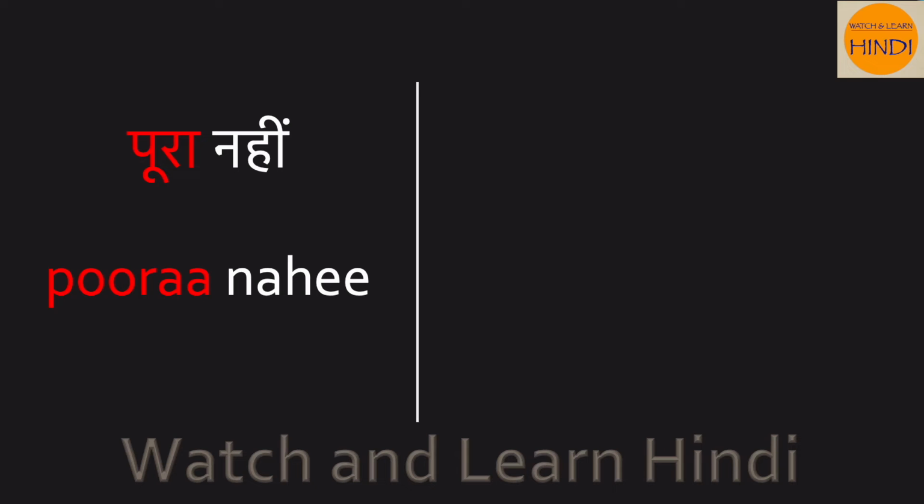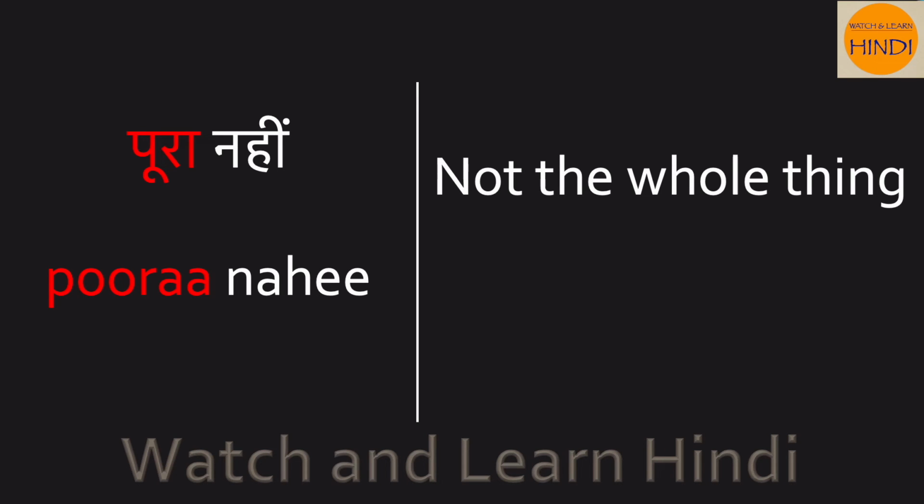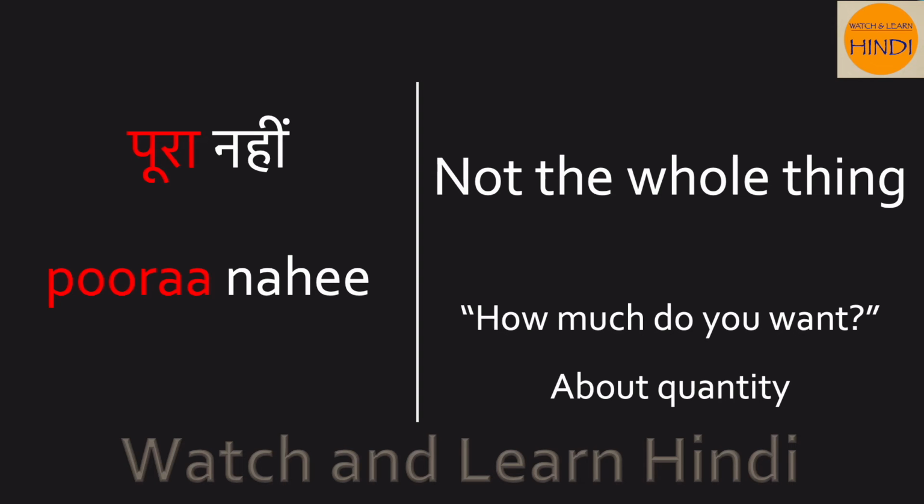Pura nahi, not the whole thing. So if somebody is offering you something and they ask you how much you want and you do not want the whole thing, you can say pura nahi. For example, if you don't want the whole pie, or a whole pizza, you will say pura nahi. So this is about quantity. Pura nahi, not the whole thing.